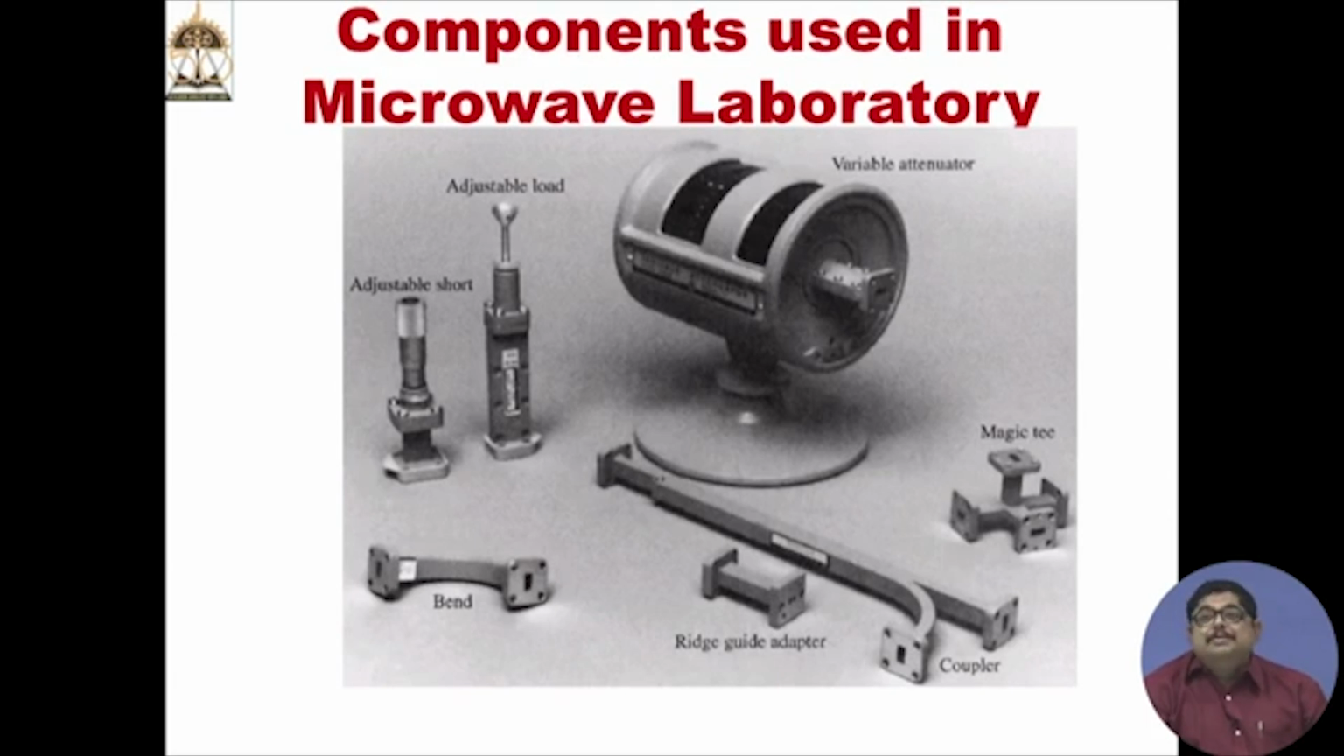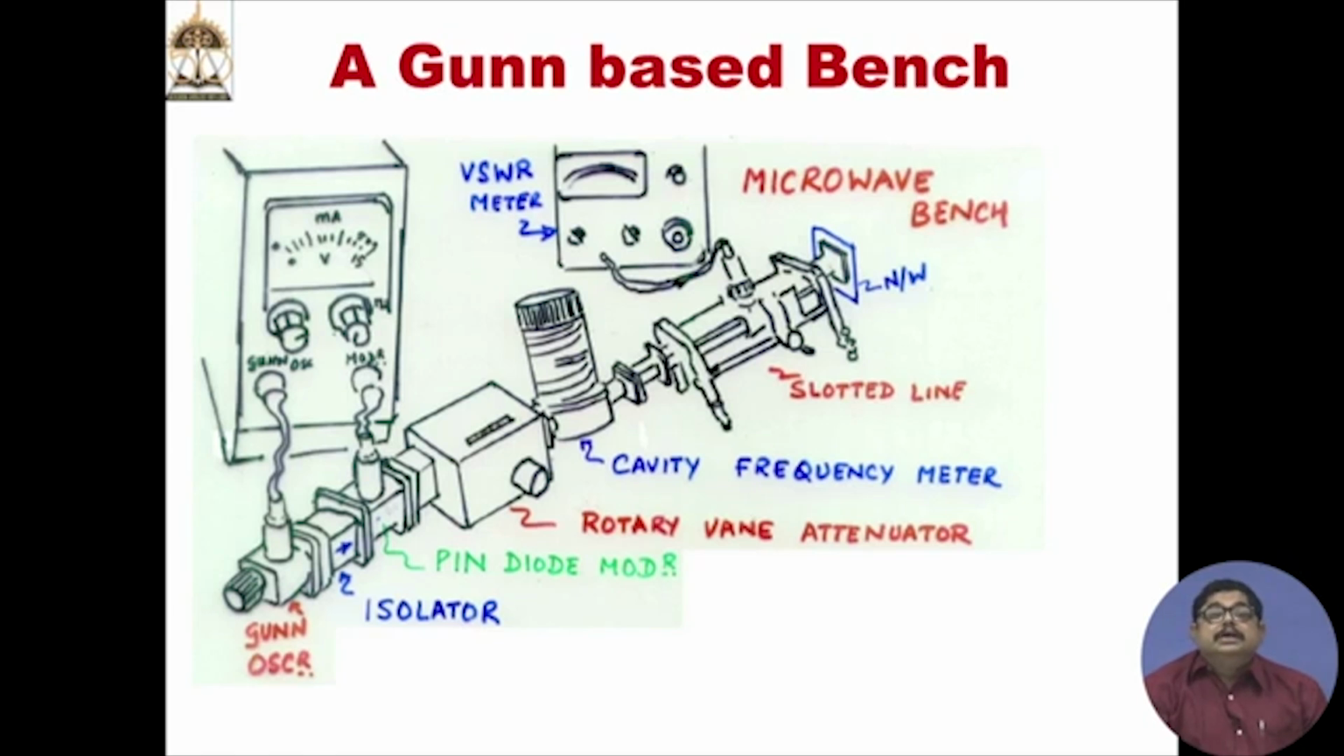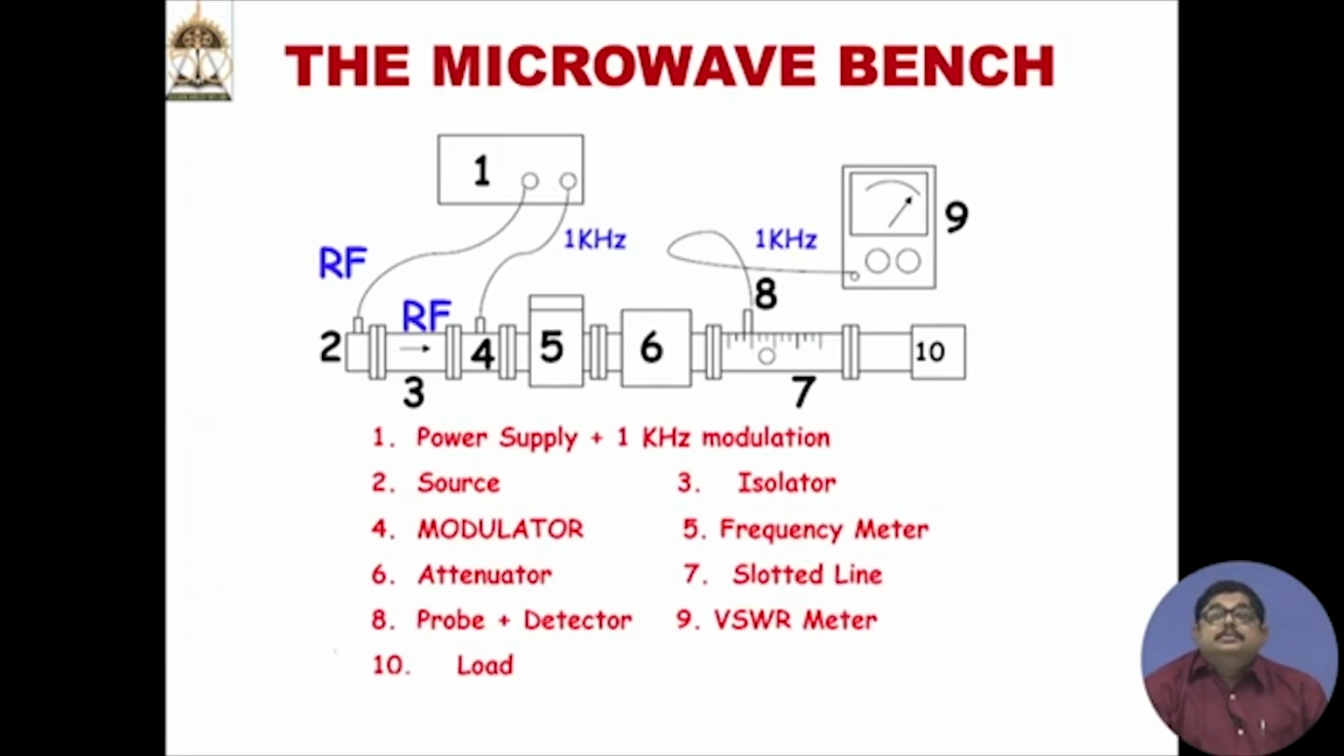There is nothing magic, but it is a wonderful device. It can act as a power divider, it can act as a combiner, it can act as a summer, it can act as a differentiator, all in one. Now, this is a Gunn-based bench, as I was saying, that instead of Klystron, if you have a Gunn diode, you can do this. But basically, if you look at this slide, it is the same thing that we have shown pictorially.